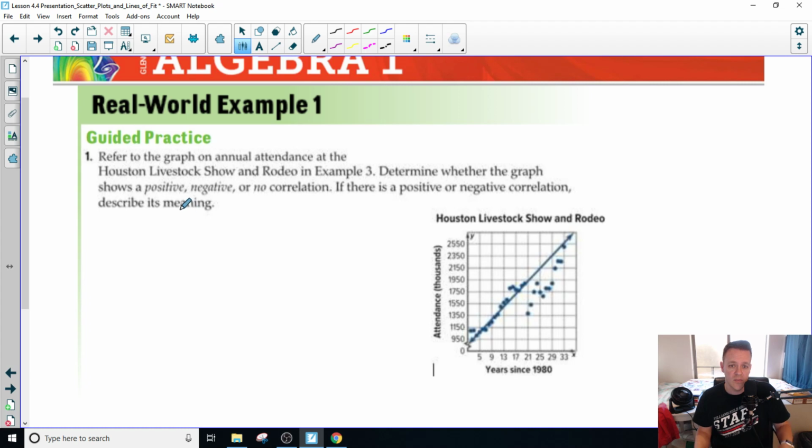All right, your turn now. Look at this graph, write down if it's positive, negative, or no correlation, and then what does it actually mean?